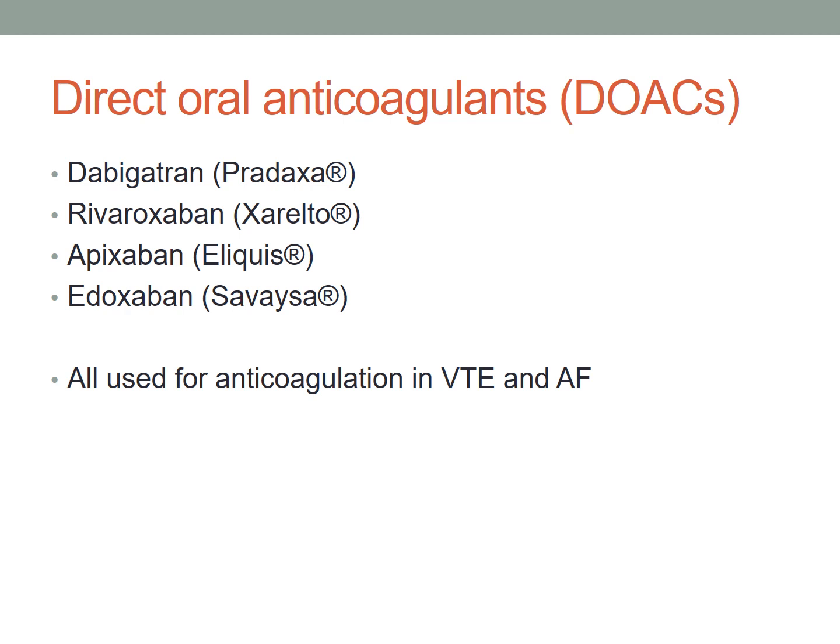For many years, vitamin K antagonists, or warfarin, was the only long-term option for the management of venous thromboembolism and atrial fibrillation. But now with the availability of direct oral anticoagulants, or DOACs, there are several pharmacologic options to choose from. Now the biggest difference in mechanism of action between warfarin and DOACs is that DOACs target only one clotting factor. All DOACs are used for anticoagulation in VTE and in non-valvular atrial fibrillation.